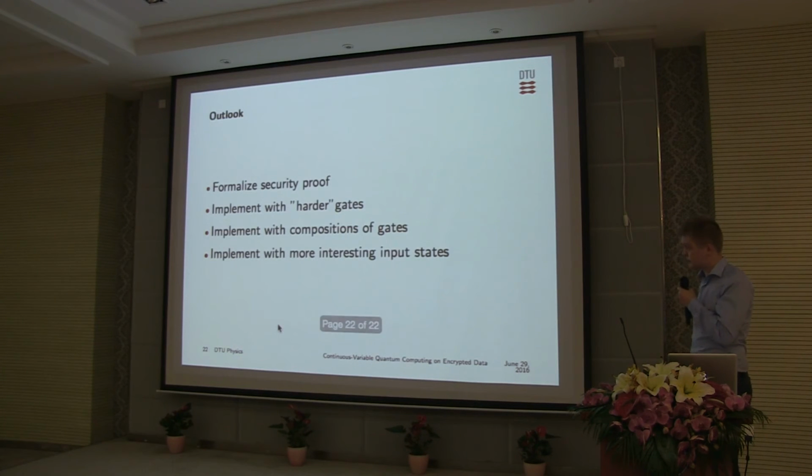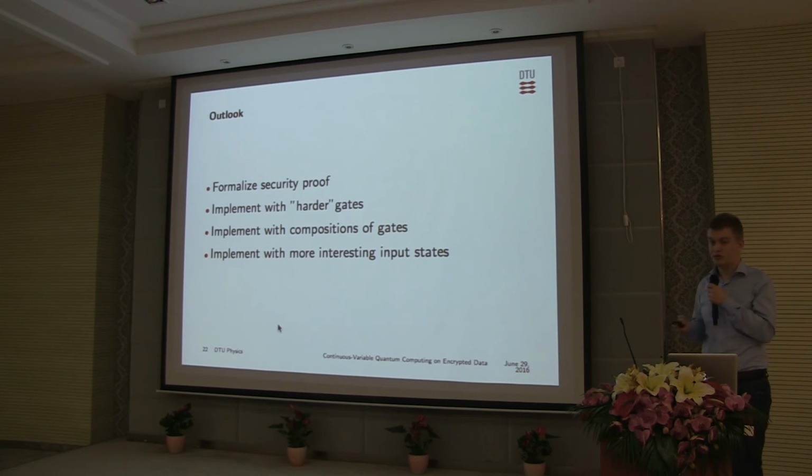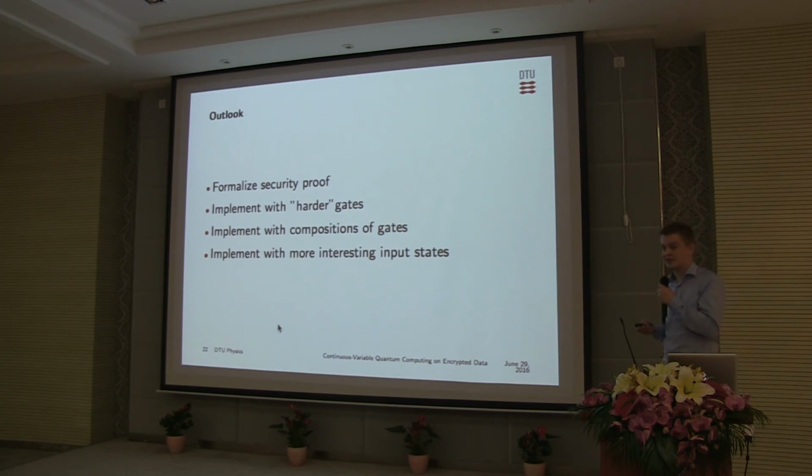The outlook for this is that we would still like a formalized security proof, because as I showed you, we can show obviously that with this decryption operation, the way we find it, the mutual information between the client and the server goes down, which is good. This is nice, but we haven't yet shown that this is perfectly secure. So we haven't shown that there's some attack the server can launch to actually figure out the input.